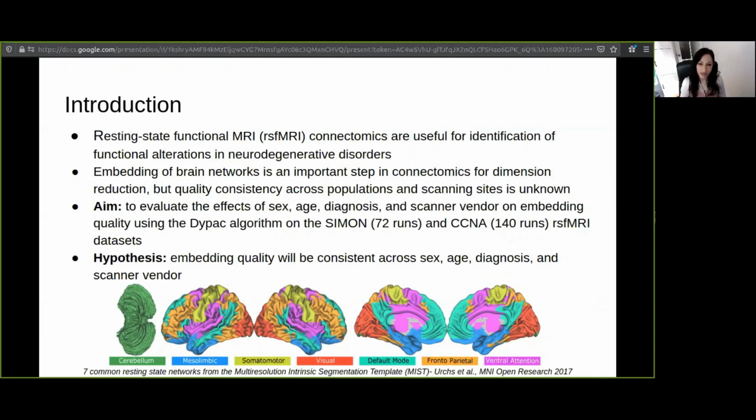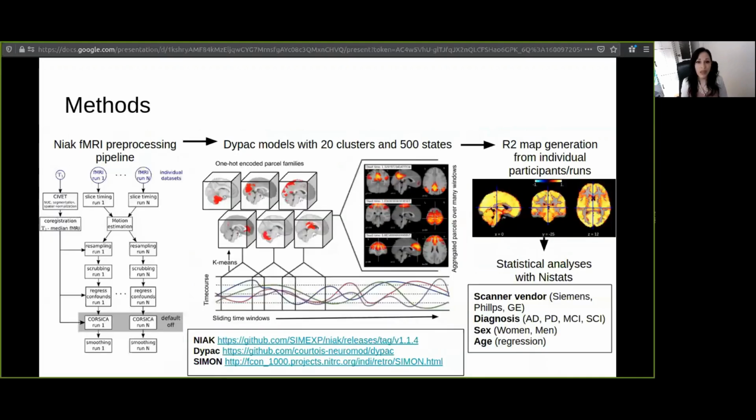Dypac is a Python package capable of generating embeddings, detecting stable whole brain dynamic parcellations in fMRI data by using a two-level clustering algorithm. Our aim is to evaluate the effects of age, sex, diagnosis, and scanner vendor on Dypac embedding quality using resting state functional MRI from the SIMON and CCNA datasets. The hypothesis is that the embedding quality will be consistent across these variables for both datasets.